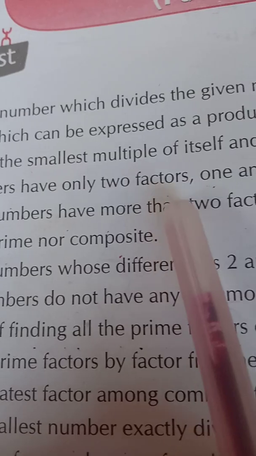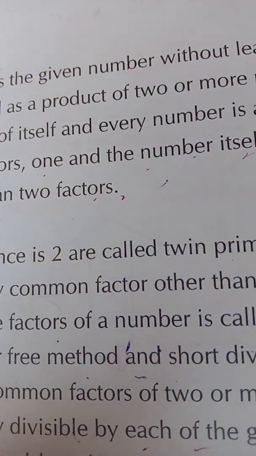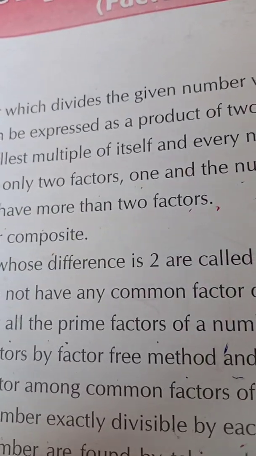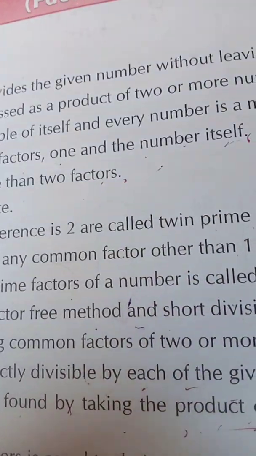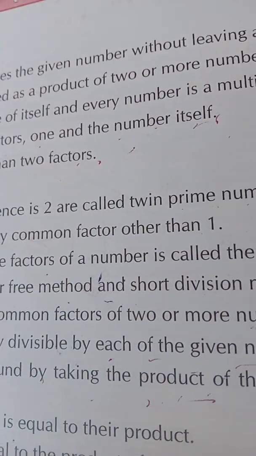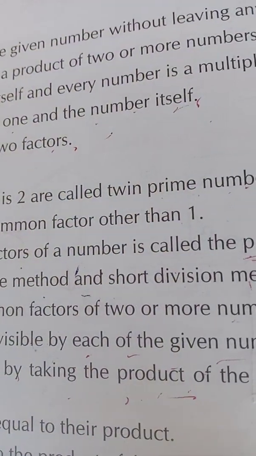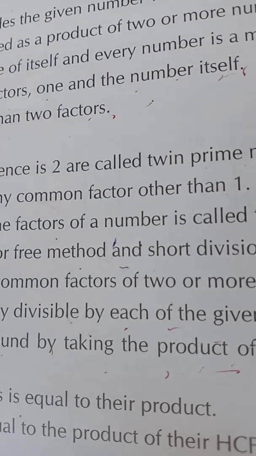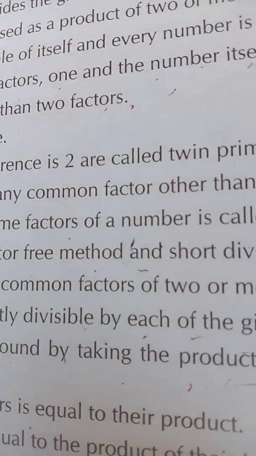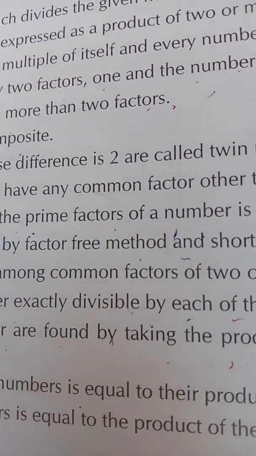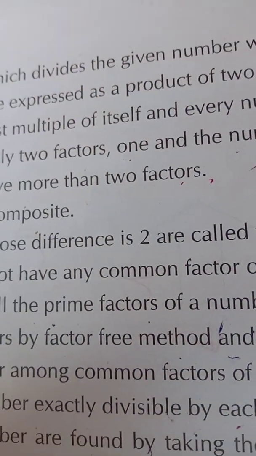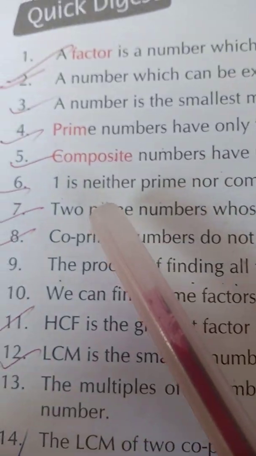Prime numbers have only two factors, 1 and the number itself. Some numbers are called prime numbers, the numbers which have only two factors, that is 1 and the number itself. यानी 2 को हम किससे डिवाइड कर सकते हैं? 1 is one and another one is 2. So these two, and whenever any number has exactly two factors, that is 1 and the number itself, we call it a prime number.